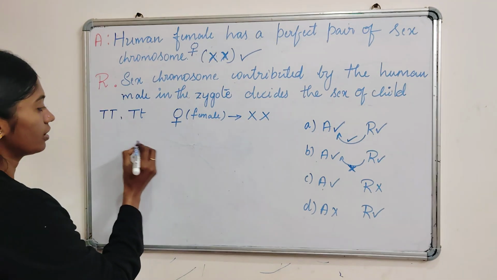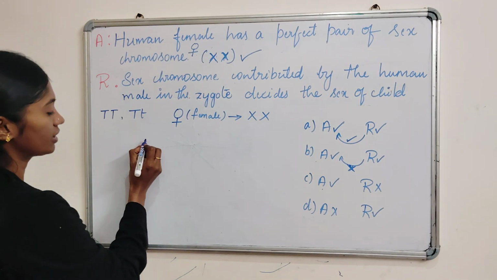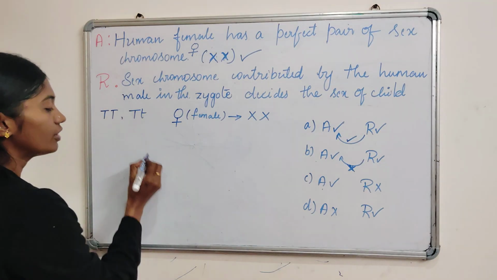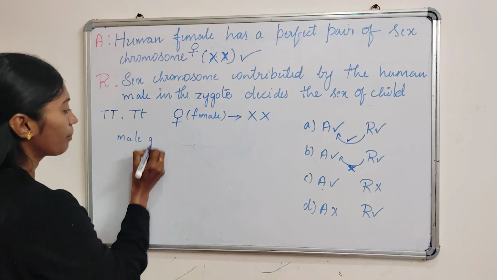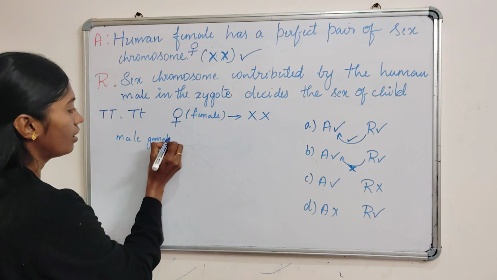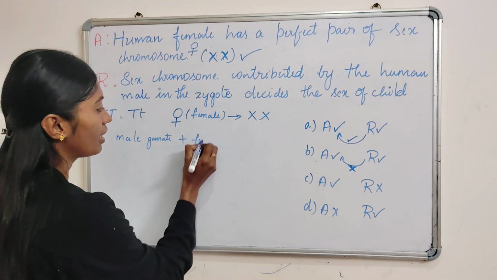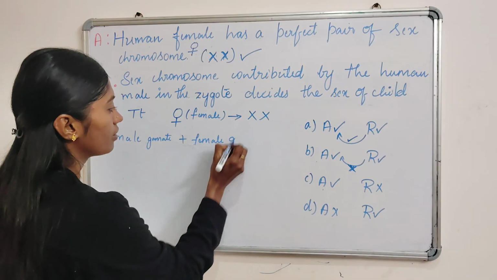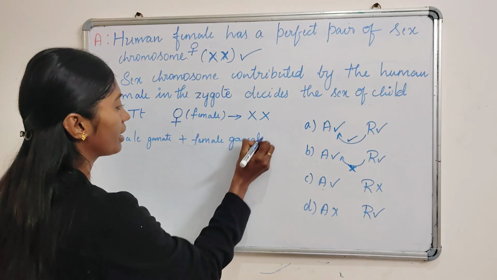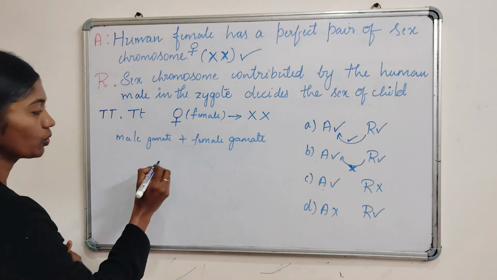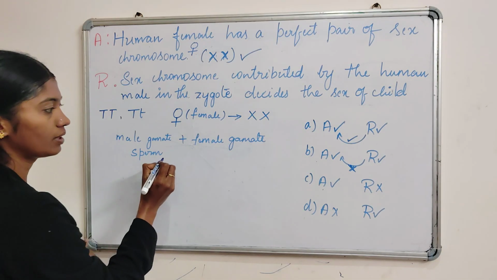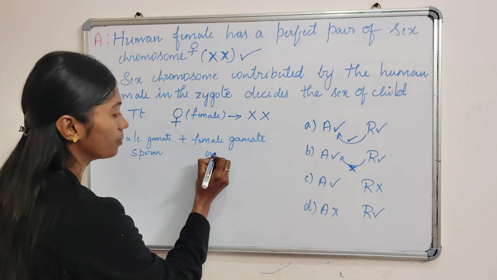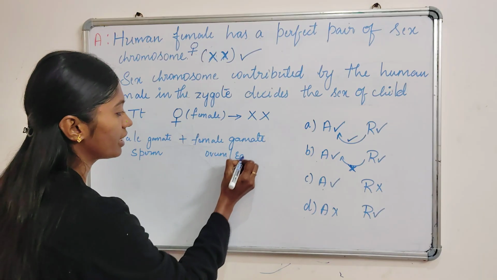We know that during reproduction, for an individual to come, there should be a fusion of male gamete and female gamete. Then only an individual is going to form. Which is the male gamete? Male gamete is sperm, female gamete is ovum, which can also be called the egg.